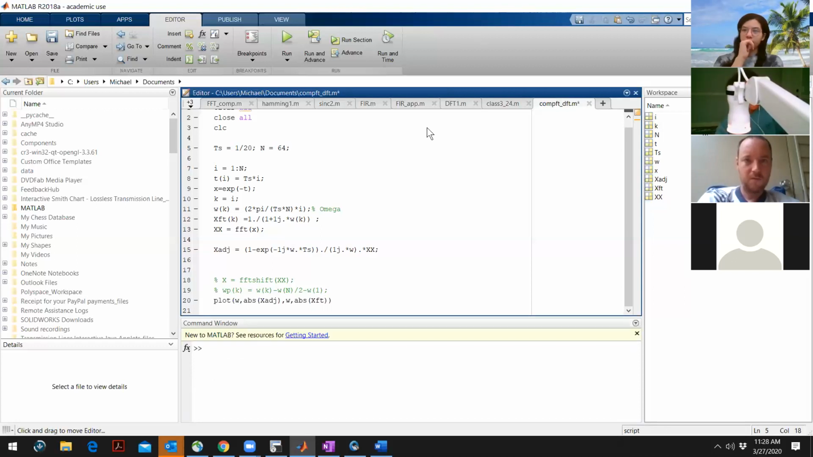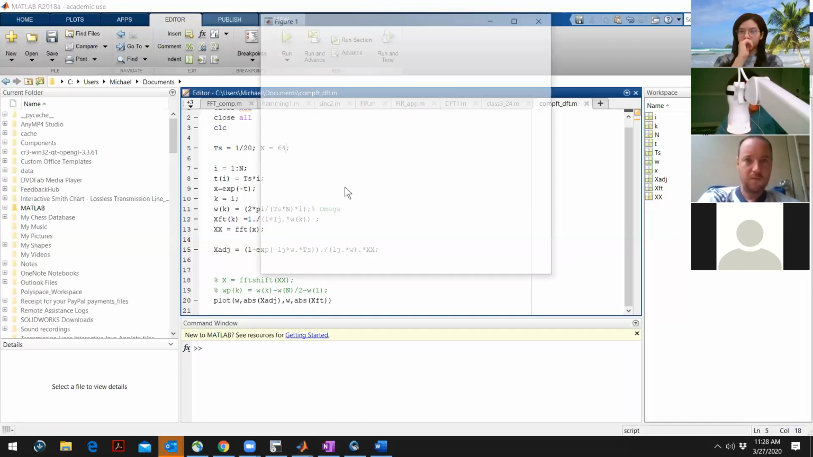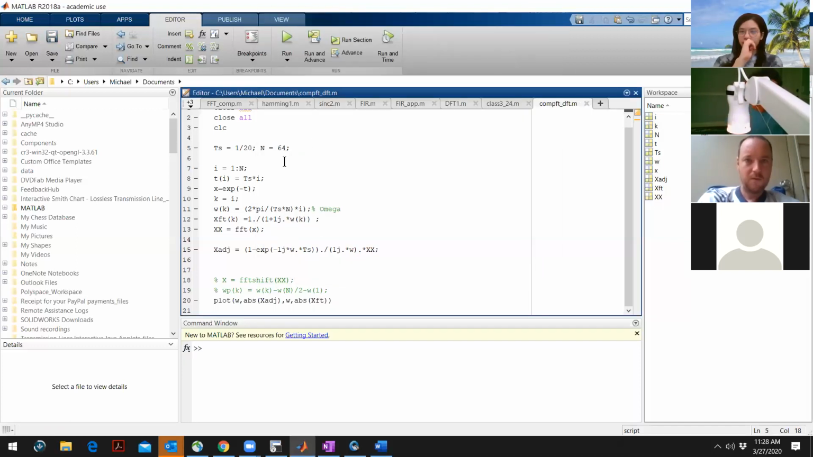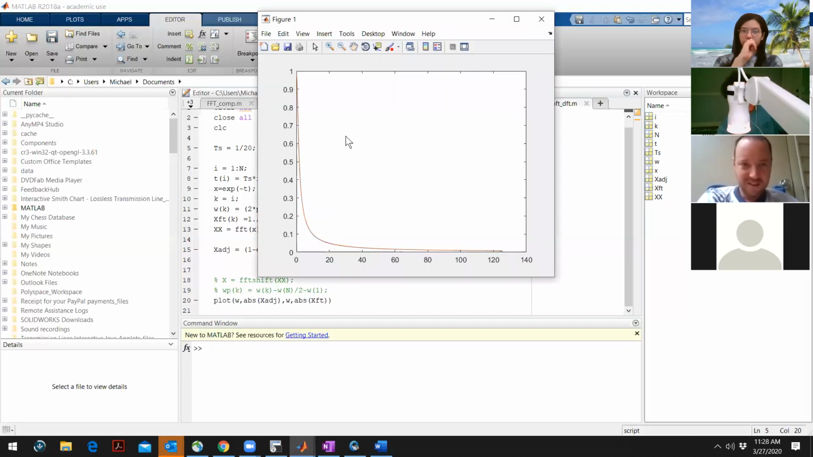Now I've got 64 frequency points. It's getting there. What if I make it 1024? Any guesses? Should be really accurate at that point. If 256 was really close, they're just about on top of each other. All right, just about on top of each other. You'll notice though, the range here.